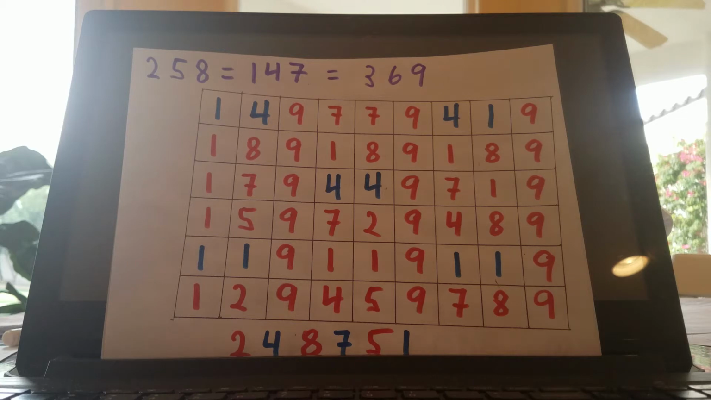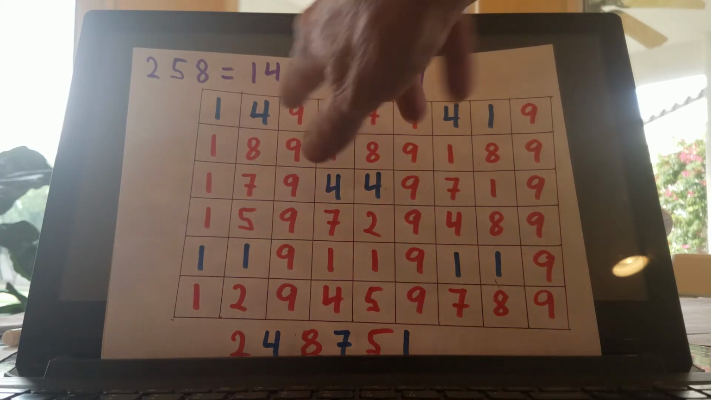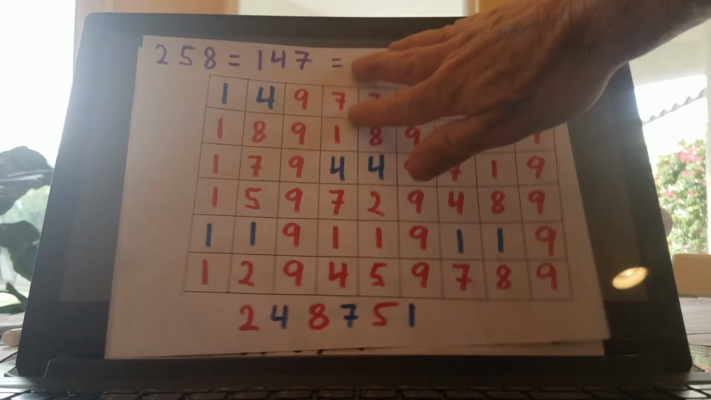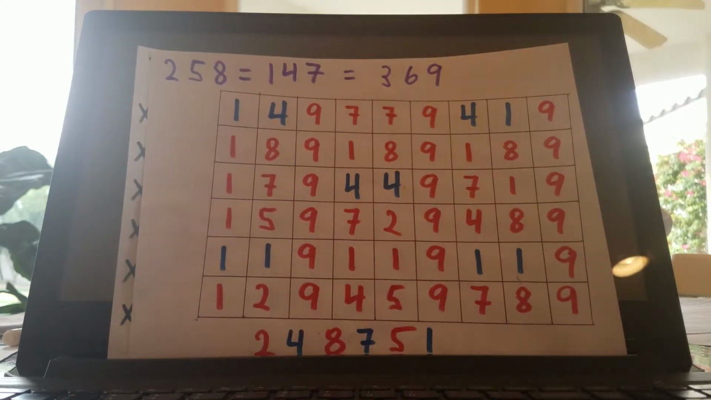That shows you how the 258 code and the 147 code are the same code. But they're the 369 code because 258 is 2 and 5 and 8 is 15, and that's a 6. And 1 and 4 and 7 is 12, and that's a 3. And we know that 3 plus 3 is 6, and 6 plus 3 is 9, and that's how we get the 369 code, because if we add these numbers down in the bottom together, the code 248751, that will equal 27, and 27 is a 9.